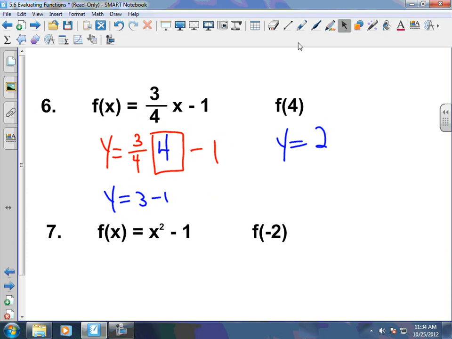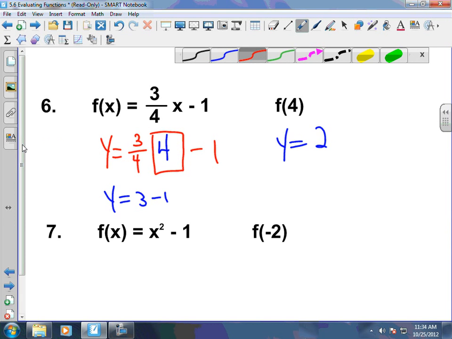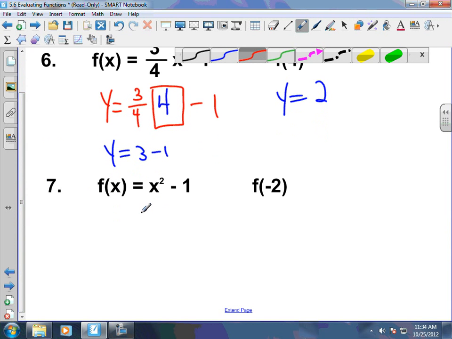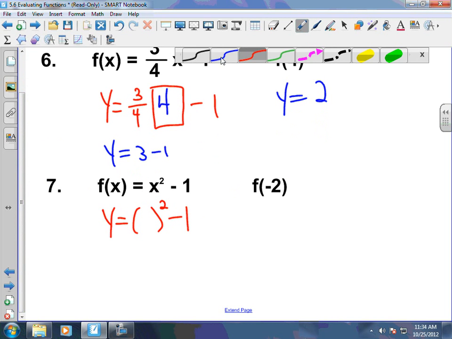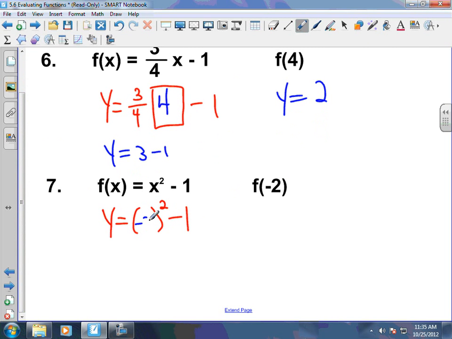Okay, now when you get to number 7, the box isn't going to work anymore. Because if you're going to put this in the calculator, you can't put a box in the calculator. You're going to need to put parentheses in the calculator. So you're going to have to put parentheses. Put the negative 2 in there. Now, when you put this in the calculator, negative 2 times negative 2 is positive 4 minus 1. Y equals 3.